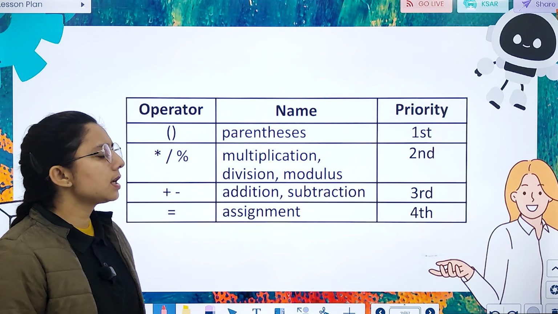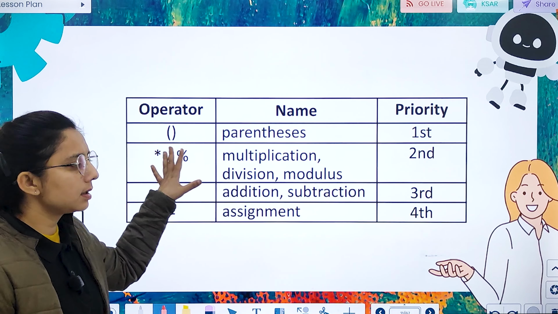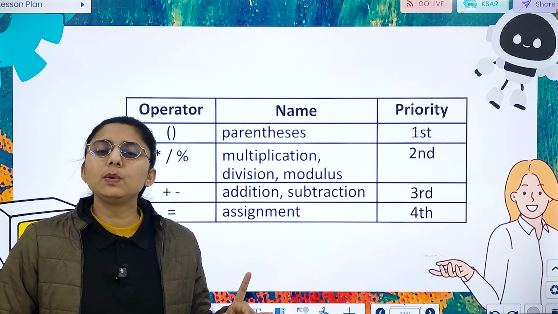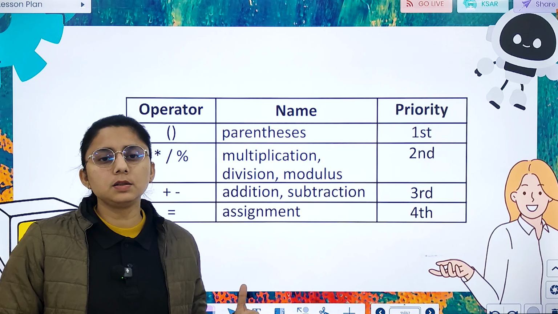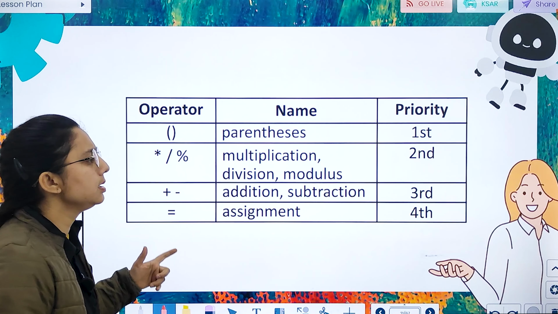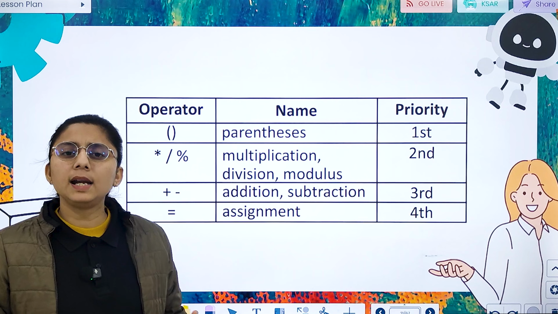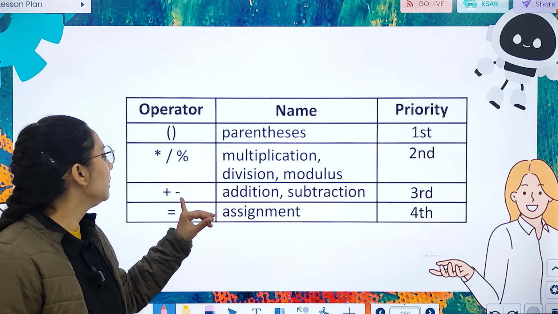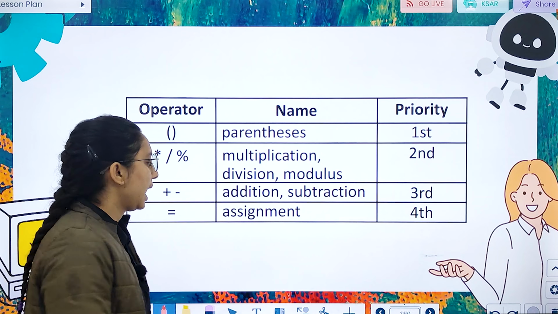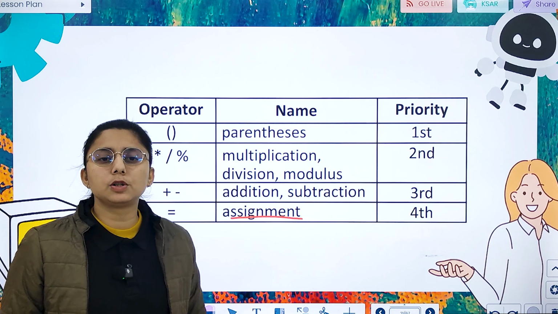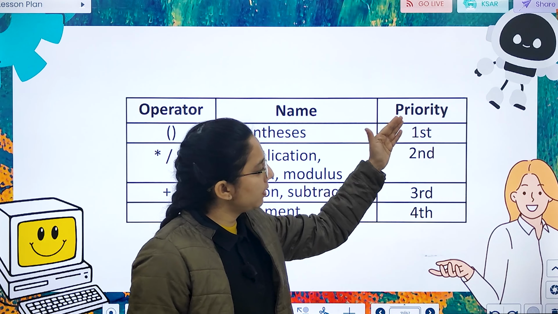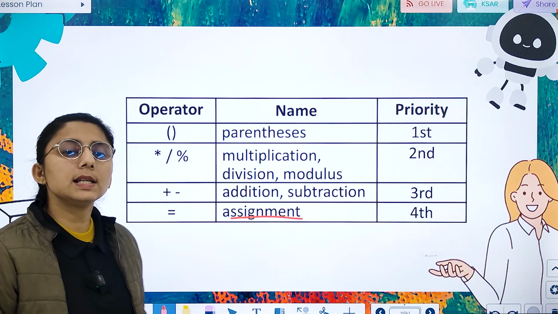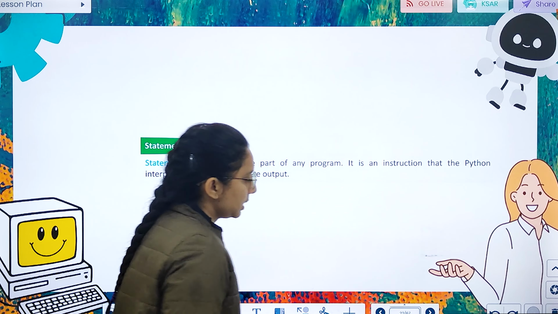Now let's study some operators. These are the parentheses. First, we use the BODMAS rule. In this, we first use parentheses, and then multiply, divide, and modulus. Third, we use addition and subtraction, and then assignment, which is equal to. So these are the priorities: first, second, third, fourth, right? Like this, we use different symbols.